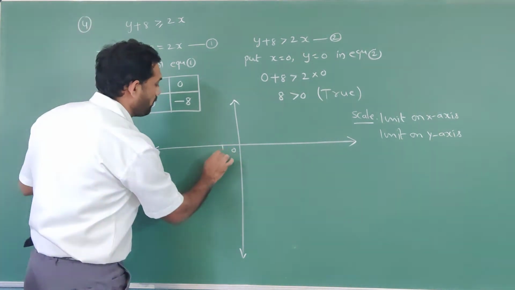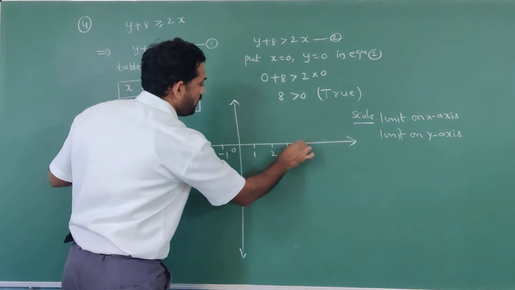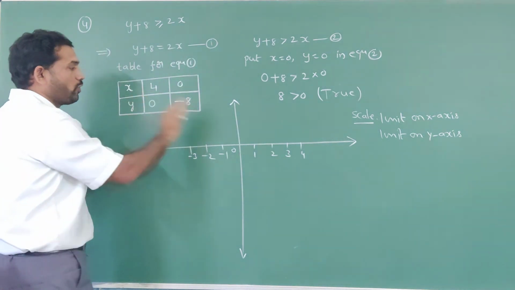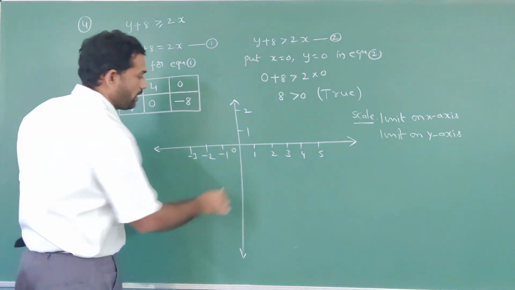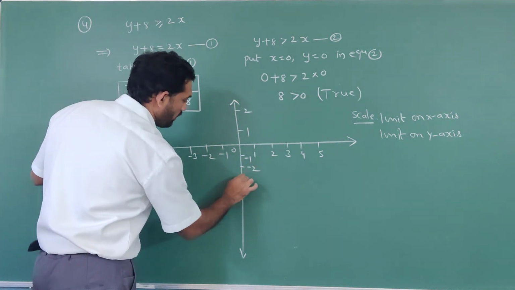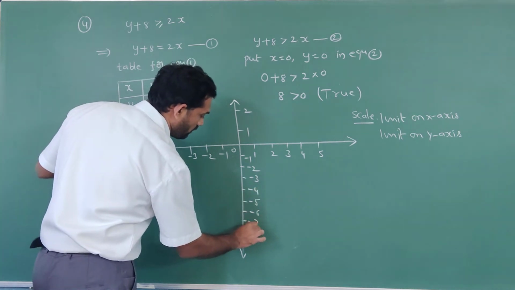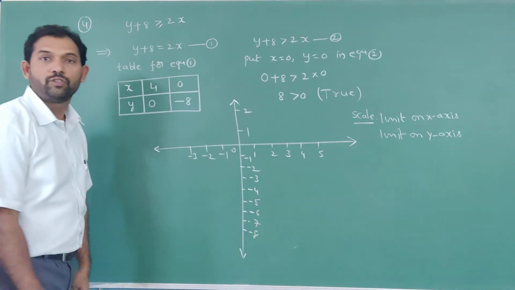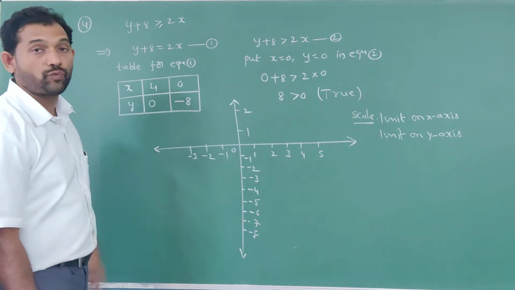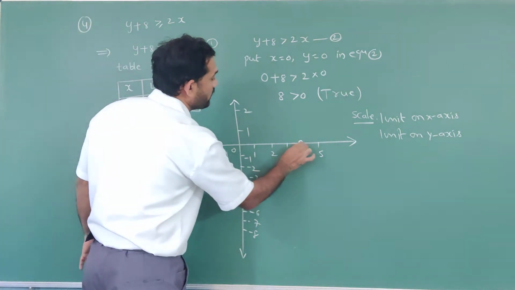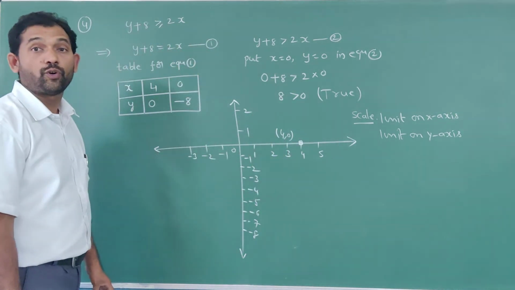Now 0, minus 1, minus 2, minus 3, and 1, 2, 3, 4. On x-axis the maximum value is 4, stop at 4. Otherwise you take one more. Next on y-axis: minus 1, minus 2, minus 3, minus 4, minus 5, minus 6, minus 7, minus 8. You stop there only. After that, the first point: x is equal to 4, y is equal to 0. You represent the point here, that is 4, 0.